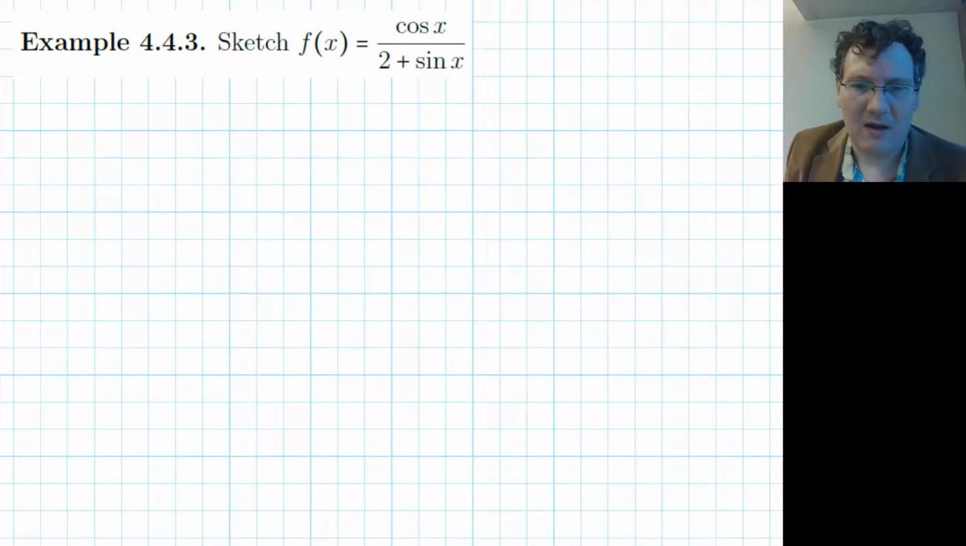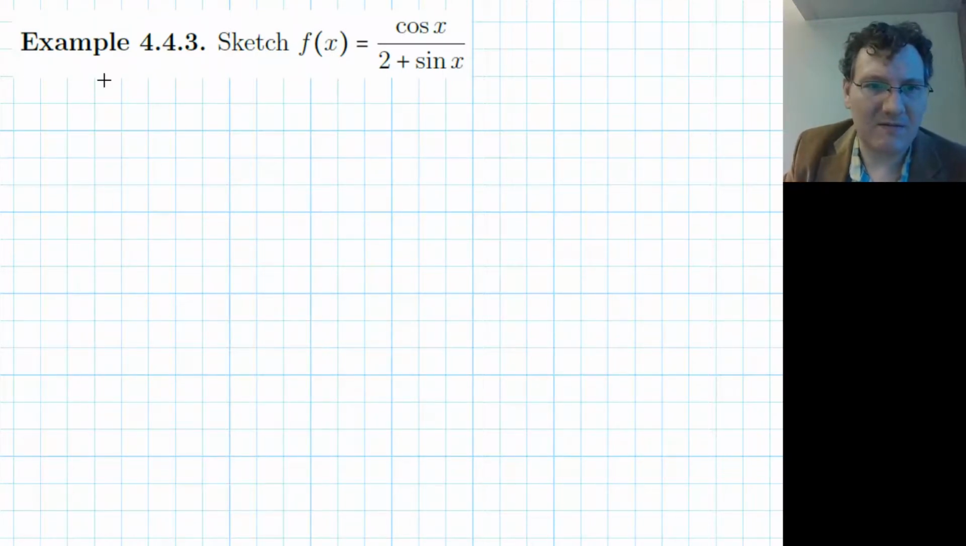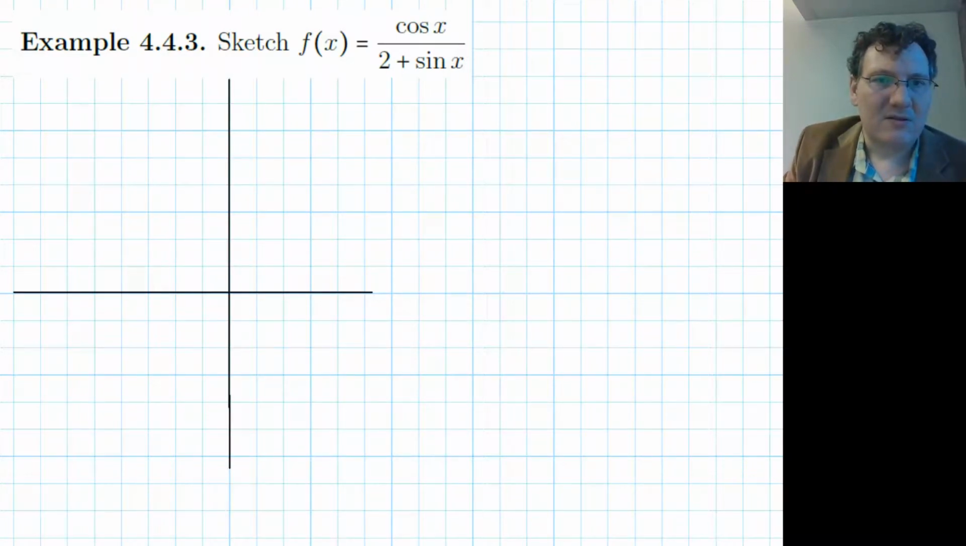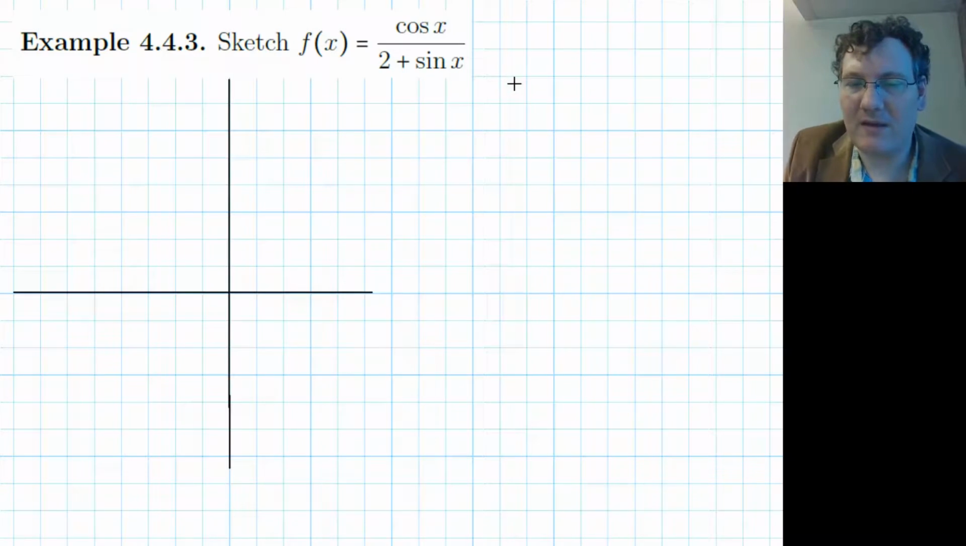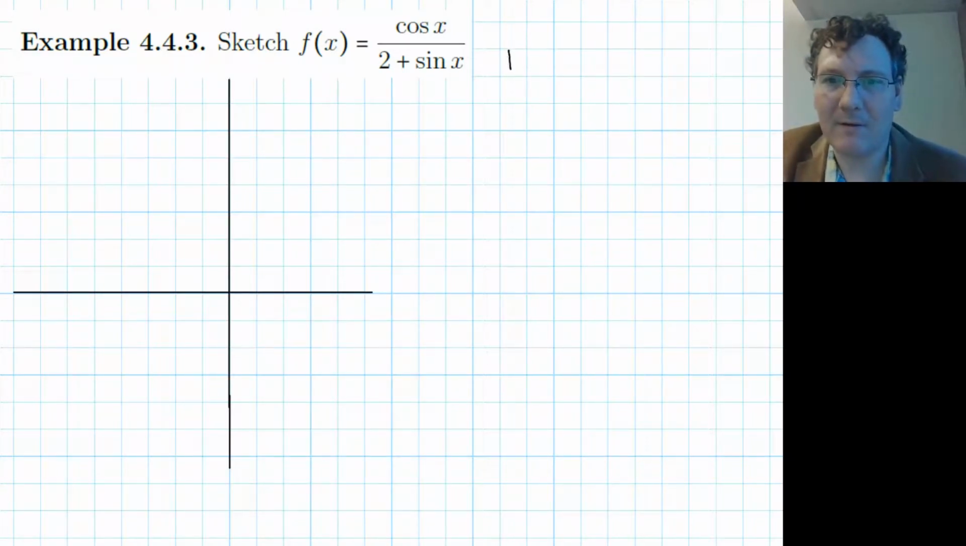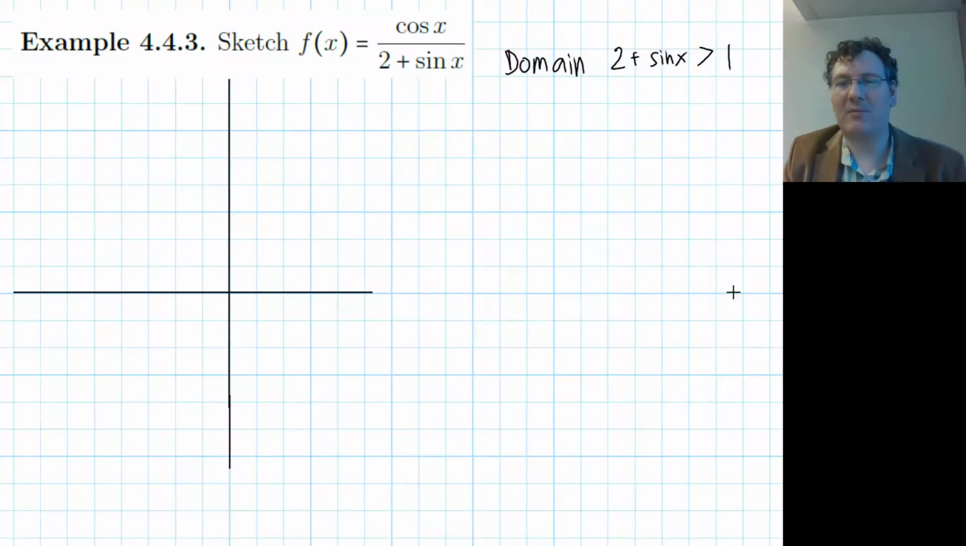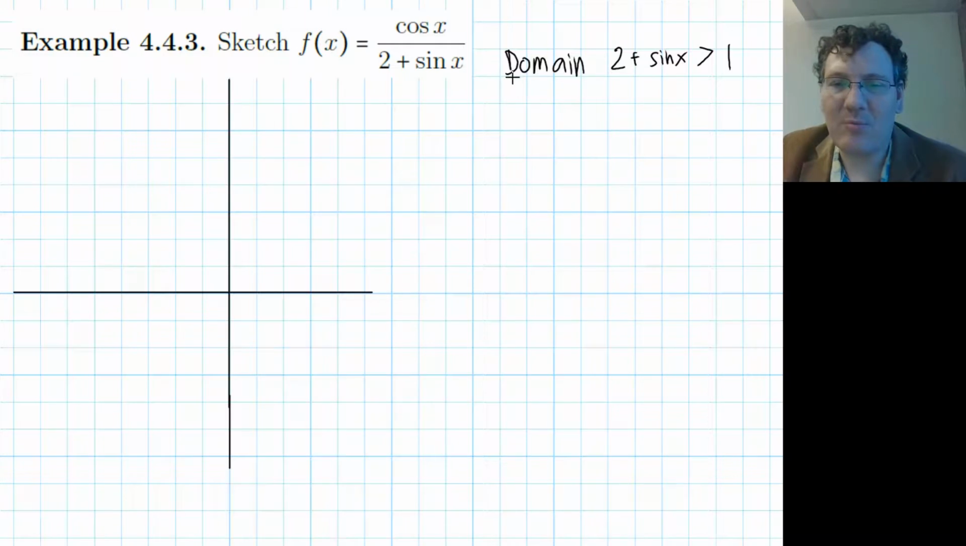All right, the cosine of x over 2 plus sine of x. So let's put some axes here. We'll make that a little longer. Okay. So first off, the domain: we'd only have a problem if the denominator is ever 0. But 2 plus the sine of x is always greater than 1 because the sine of x only goes as low as -1, right? So I'm not going to have any problems where I'm dividing by 0. So the domain is all real numbers.